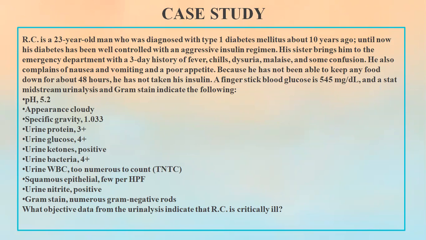Because he has not been able to keep any food down for about 48 hours, he has not taken his insulin. A fingerstick blood glucose is 545 mg per dl, and a stat midstream urinalysis and gram stain indicates the following data. pH is 5.2, appearance is cloudy, specific gravity 1.033, urine protein plus 3, urine glucose plus 4, urine ketones positive, urine bacteria plus 4, urine WBC too numerous to count, squamous epithelial few per HPF, urine nitrite positive, gram stain numerous gram negative rods. What objective data from the urinalysis indicate that RC is critically ill?